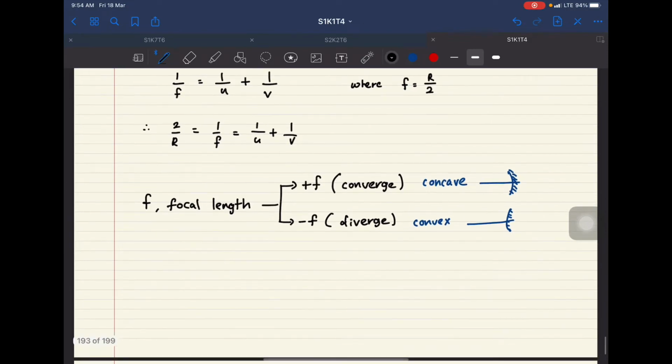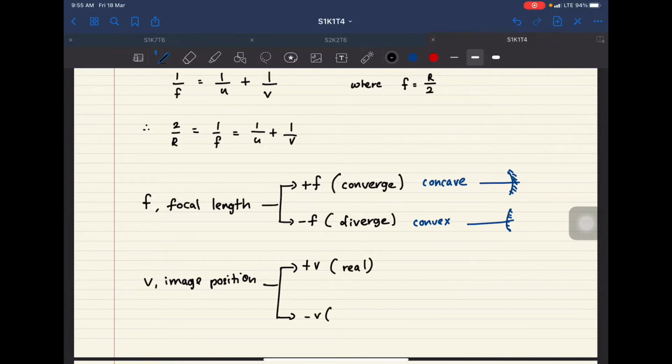And then u is the position of the object, so normally it's positive. v is the position of the image. This one can be positive or negative. Positive v means the image formed is real. Negative v means the image formed is virtual.